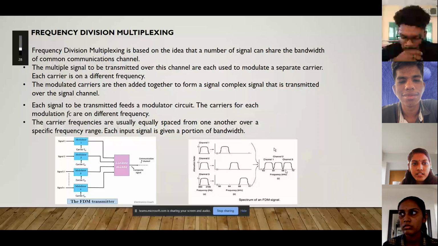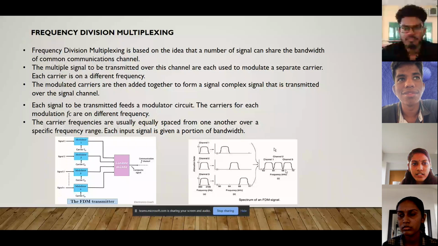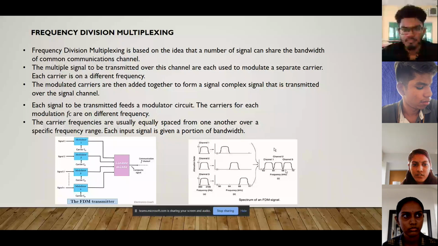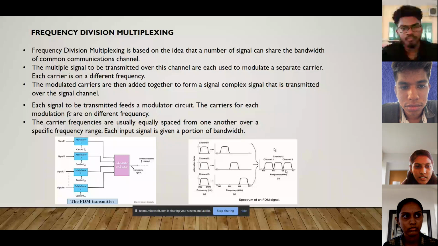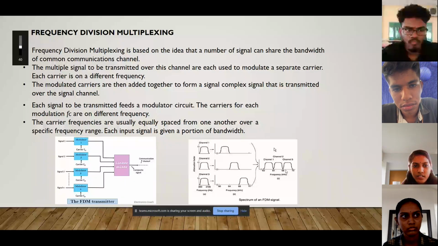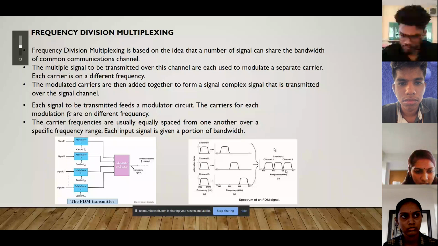Third is the modulator circuit. The carriers for each modulator, FC, are on different frequencies. Lastly, the carrier frequencies are usually equally spaced. Each input signal is given a portion of bandwidth. Below is the diagram of the FDM transmitter and spectrum of an FDM signal.